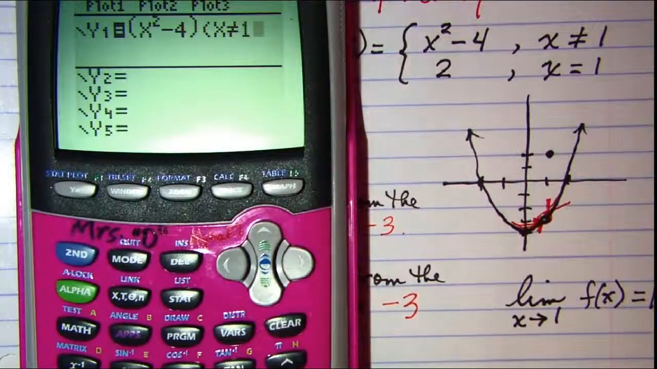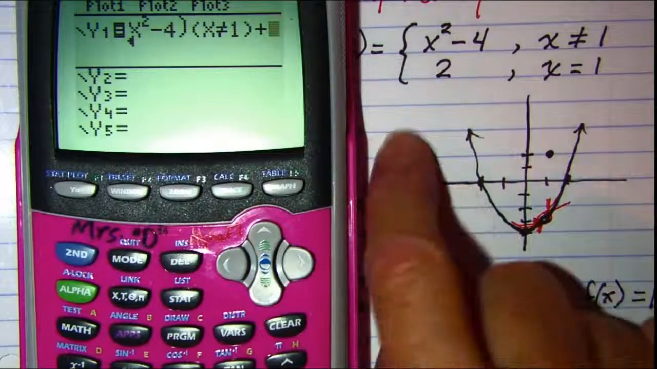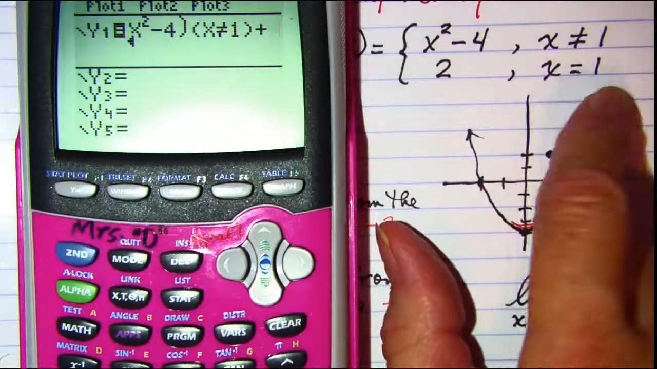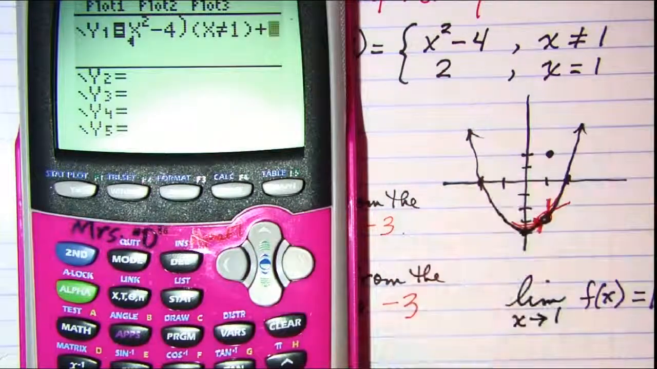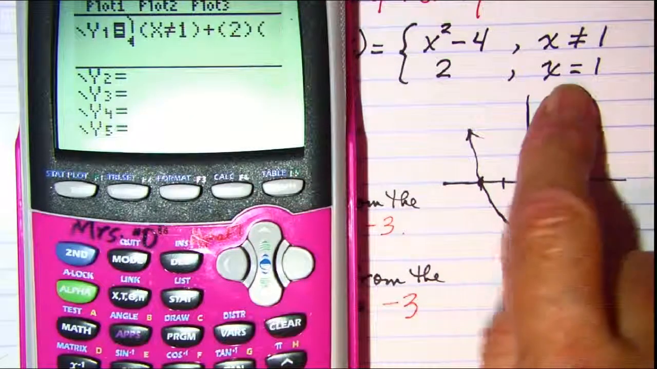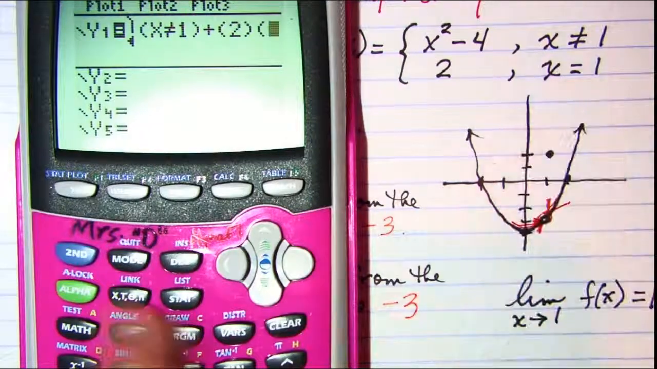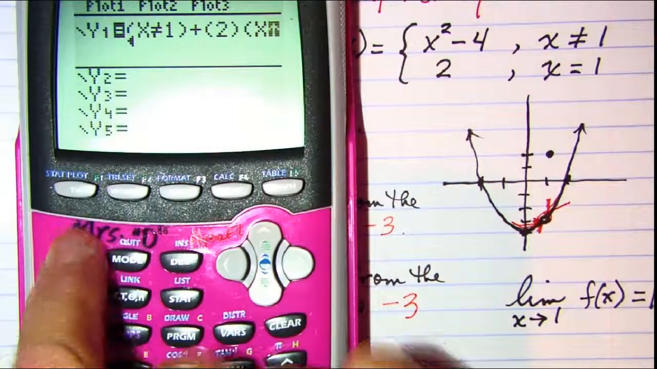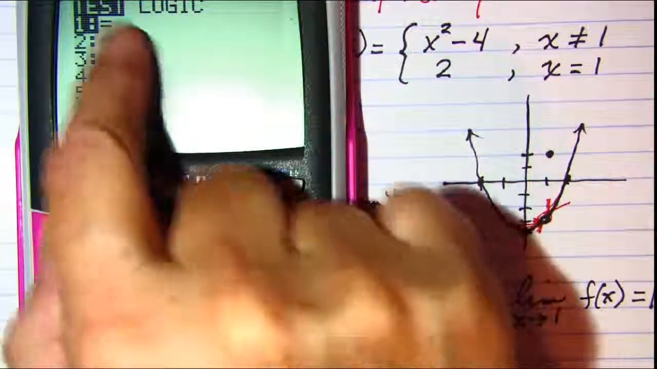and it's not equal to 1. And then we're going to add to that this expression multiplied by this one. So in parentheses 2, and then times, and then we need x equal 1. And then second math to get our equals.